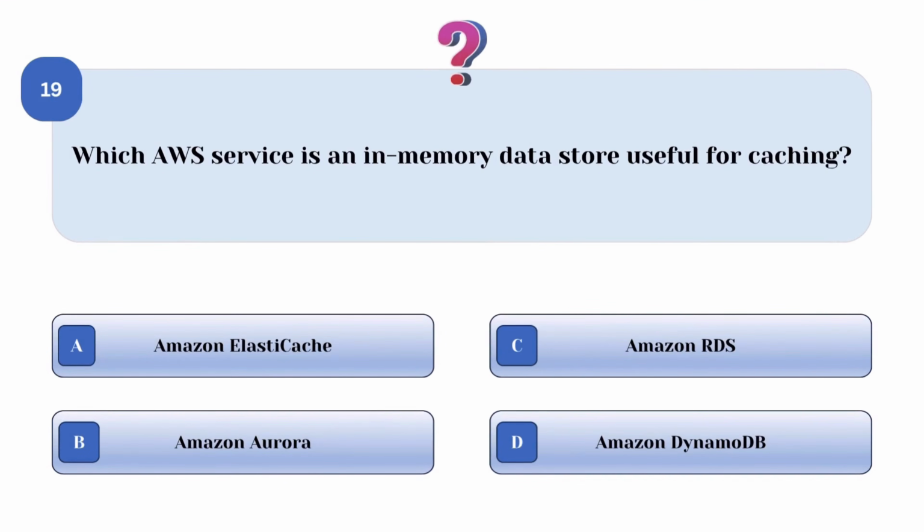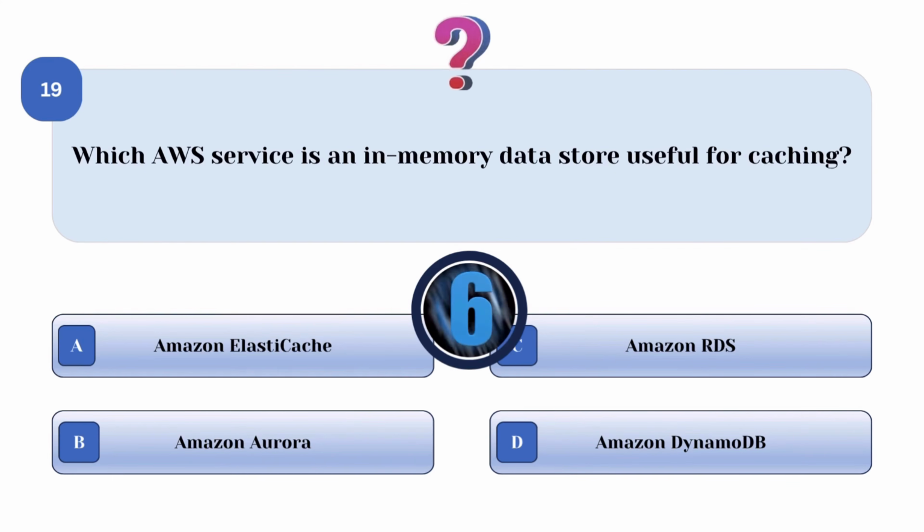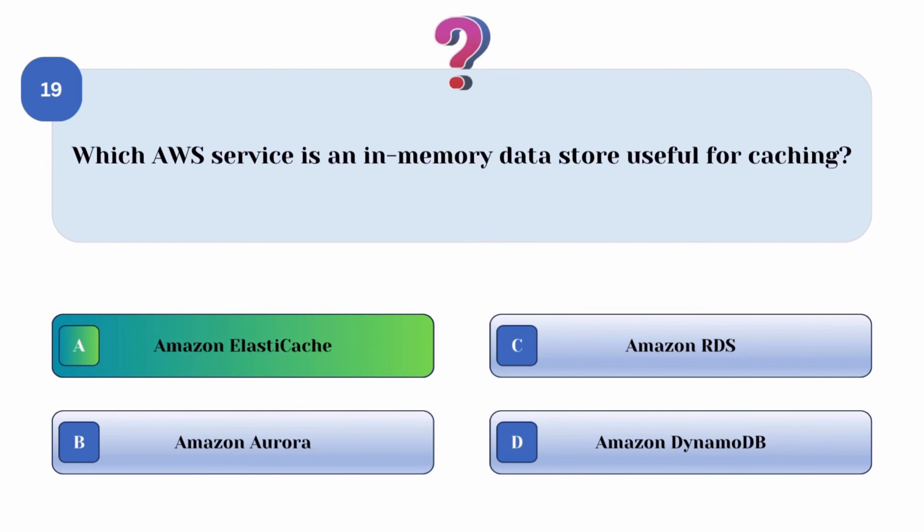Which AWS service is an in-memory data store useful for caching? Correct answer: Amazon ElastiCache. Explanation: ElastiCache supports Redis and Memcached to deliver low-latency in-memory caching. Why others are incorrect? Aurora: relational, disk-based. RDS: not in-memory, traditional DB. DynamoDB: NoSQL, but not optimized for caching.